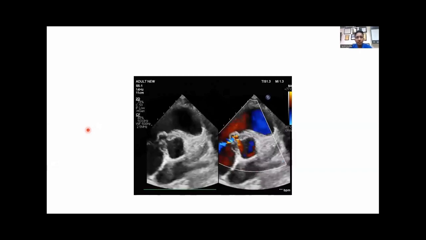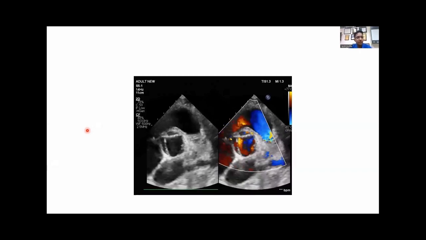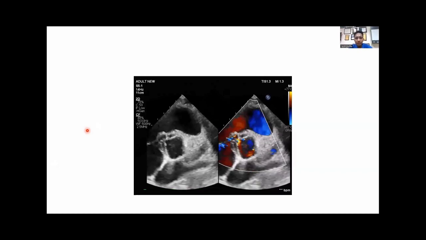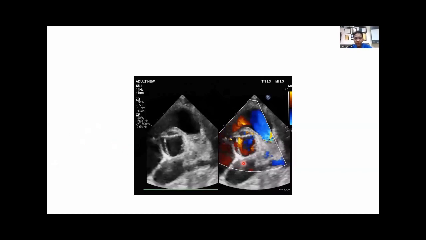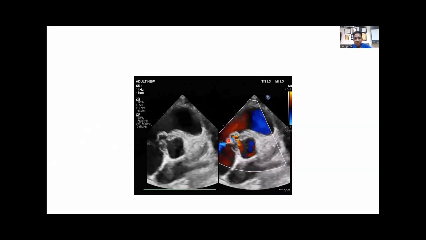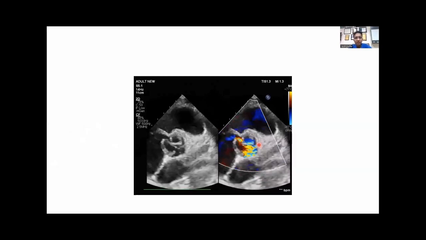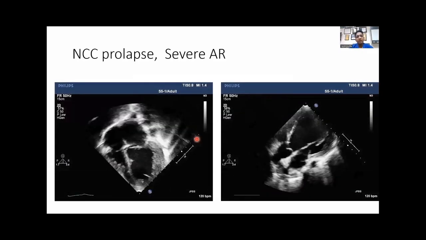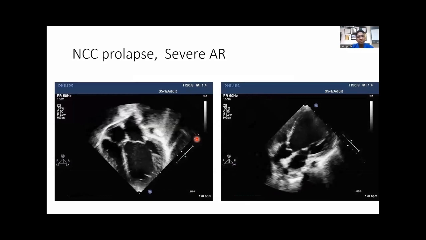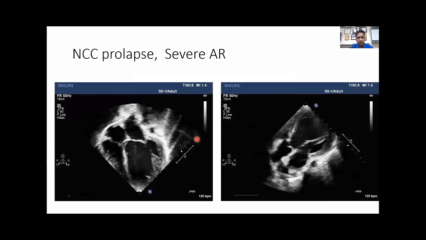This is a parasternal short axis view. You can see the non-coronary cusp. You can identify that the cusp which is prolapsing through the VSD is the non-coronary cusp. In this region, there is aortic regurgitation and a restricted VSD. The degree of aortic regurgitation because of cusp prolapse can be mild, moderate, or severe.